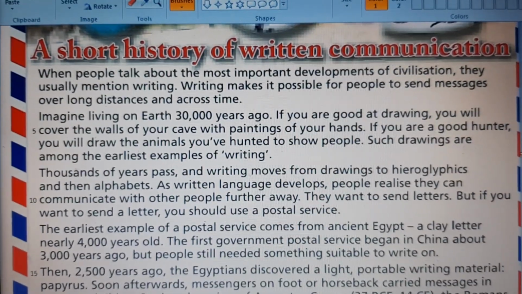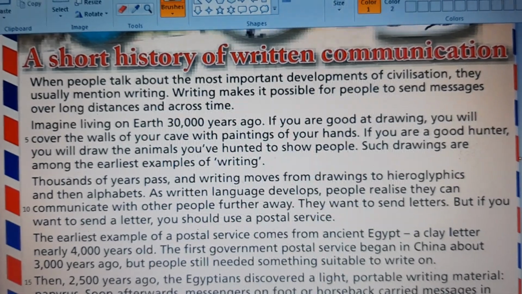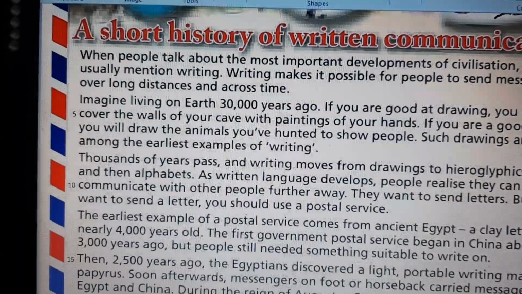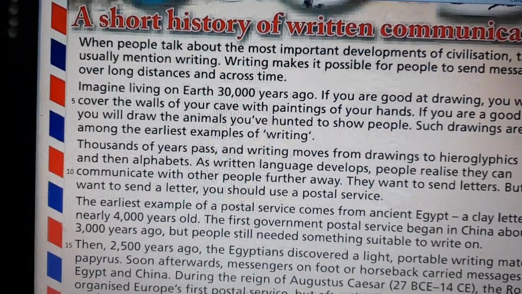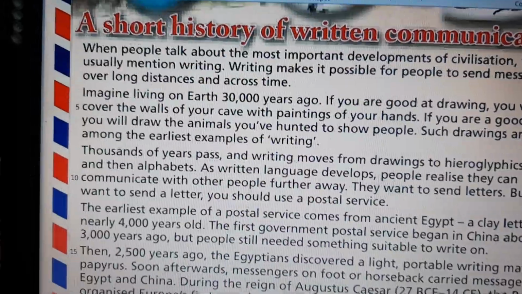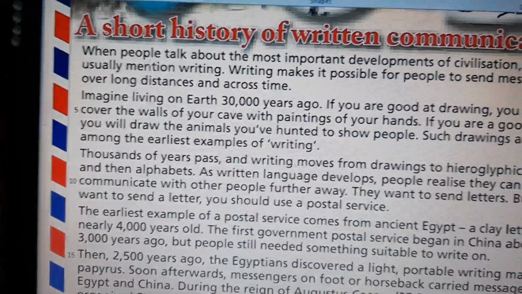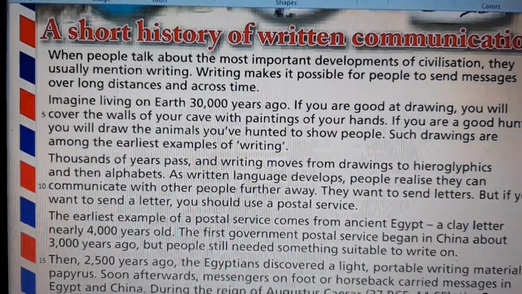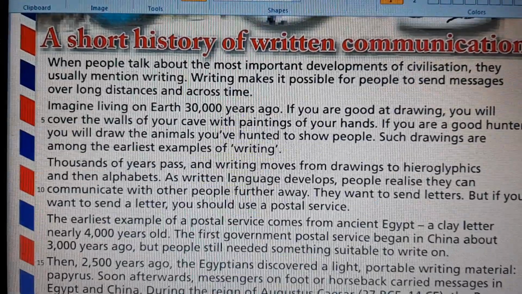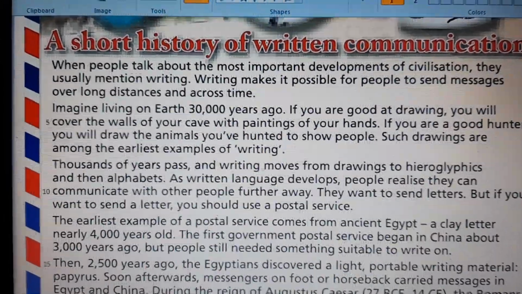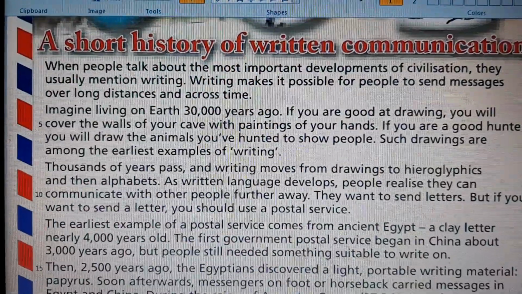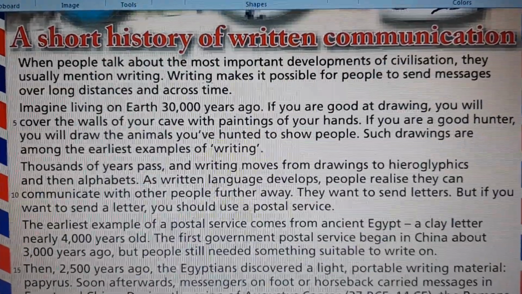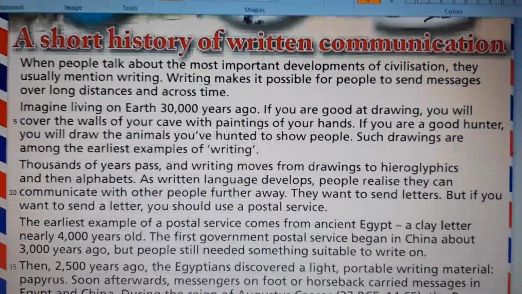Now we're going to talk about a short history of written communication by explaining this text. This text has more than one paragraph. The first paragraph, starting here: When people talk about the most important developments of civilization, they usually mention writing. Writing makes it possible for people to send messages over long distances and across time. So, this paragraph has one general idea. Writing is a type of communication.